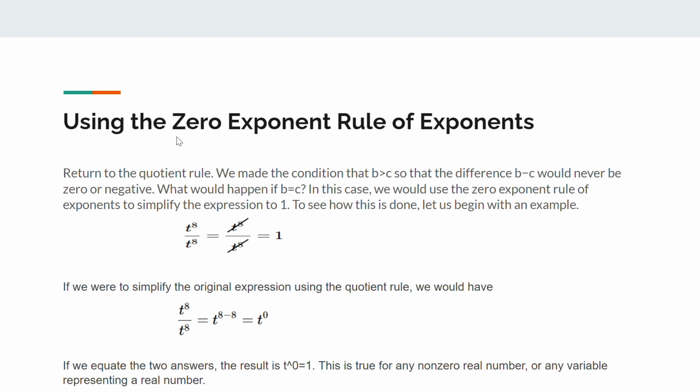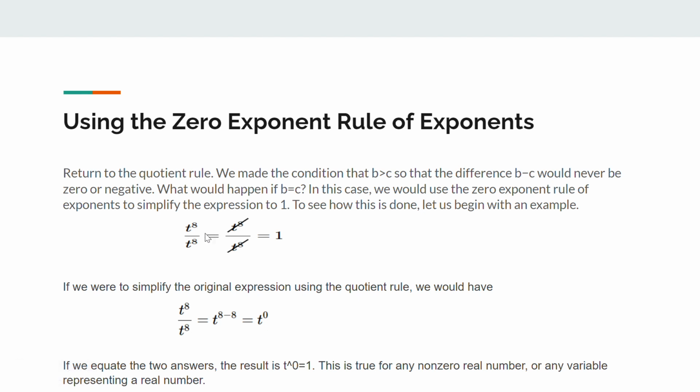The next rule is the zero exponent rule. Returning to the quotient rule, we made the condition that b is greater than c, so that the difference b minus c would never be 0 or negative. What would happen if b is equal to c? In this case, we would use the zero exponent rule of exponents to simplify the expression to 1. To see how this is done, let's begin with an example.